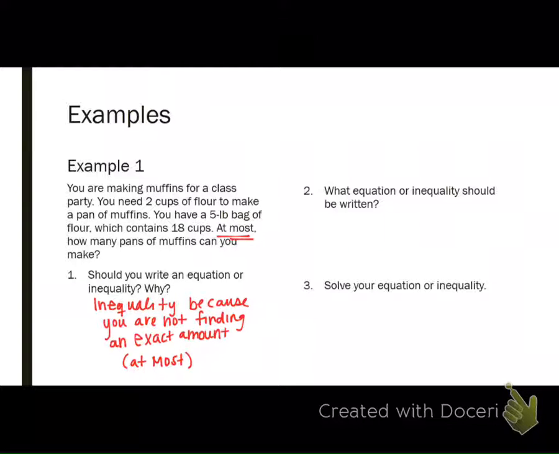So first define my variable. What am I trying to find before we write this equation, inequality, I mean? What am I trying to find in this problem? Mike? So I'm going to call that P. So the number of pans of muffins.